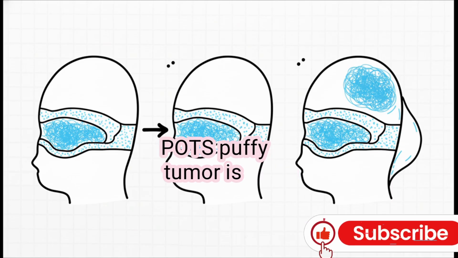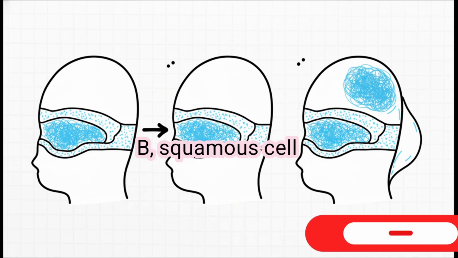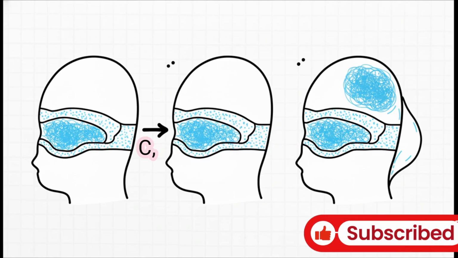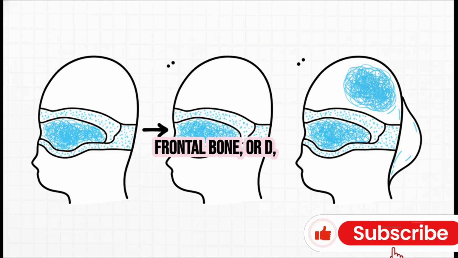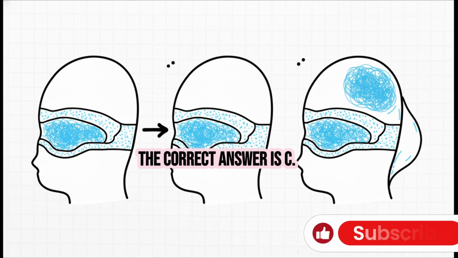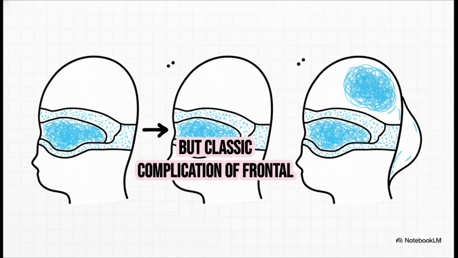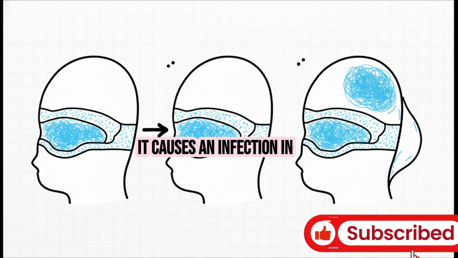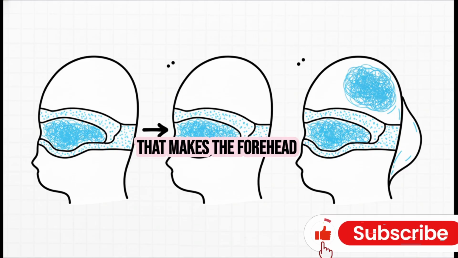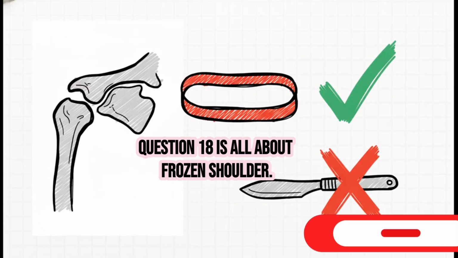Question 17 asks us to define a classic eponym. Pott's puffy tumor is A. Tuberculosis of the skull bone, B. Squamous cell cancer of the scalp, C. Subperiosteal abscess associated with osteomyelitis of the frontal bone, or D. A fungating scrotal malignancy. The correct answer is C. Pott's puffy tumor is that rare but classic complication of frontal sinusitis. It causes an infection in the frontal bone itself, which leads to an abscess under the periosteum that makes the forehead look all puffy.